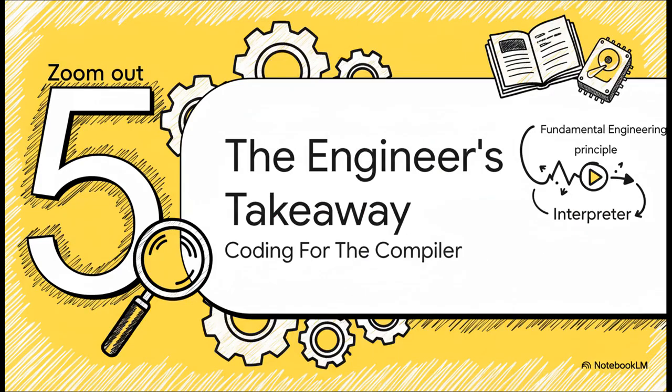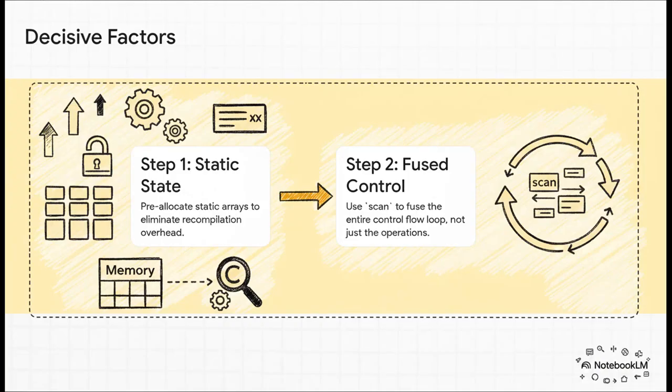So what's the big takeaway for us as engineers? The huge wins didn't come from some new fancy algorithm. They came from a fundamental principle. You have to code for the compiler, not just for the Python interpreter. The two decisions that mattered most were architectural. First, pre-allocating static arrays to kill that recompilation overhead. And second, using scan to fuse the control flow itself. The biggest wins came from optimizing how state and memory were managed, not the math inside.